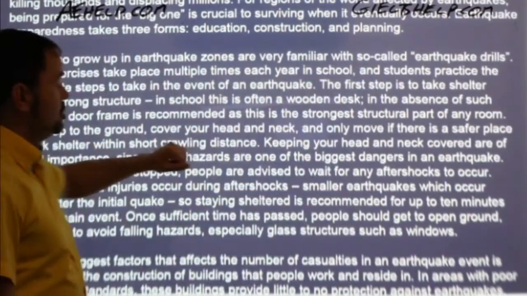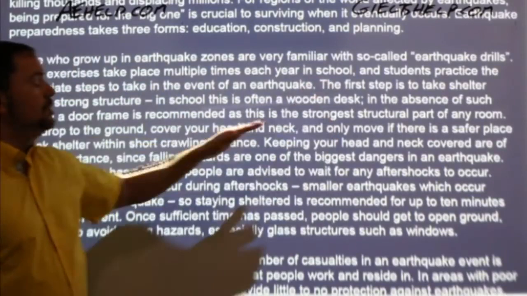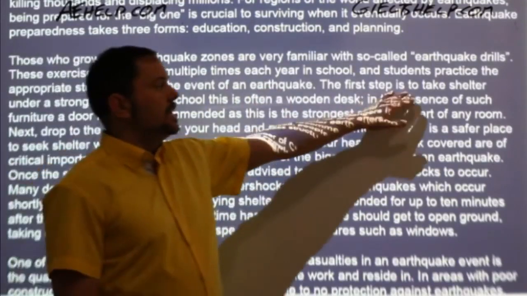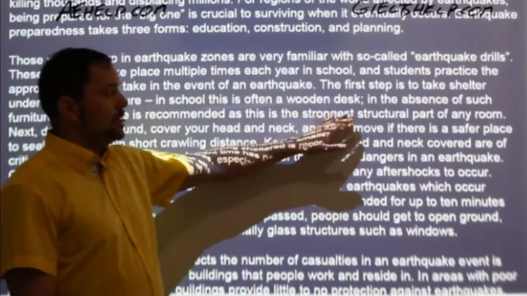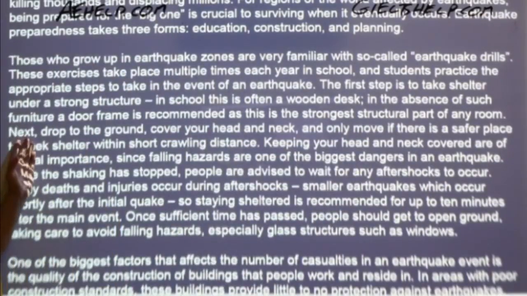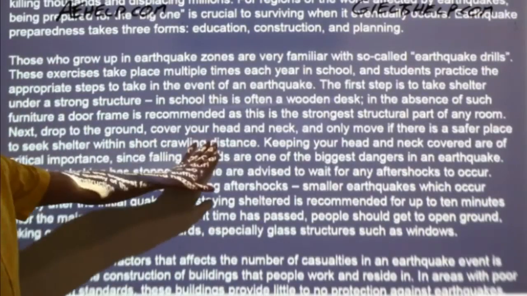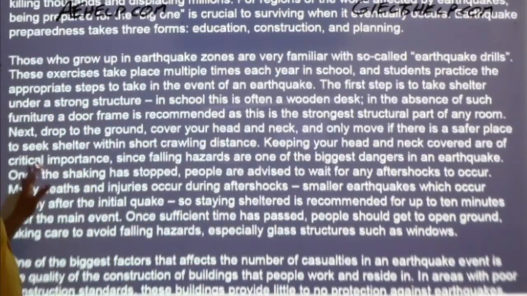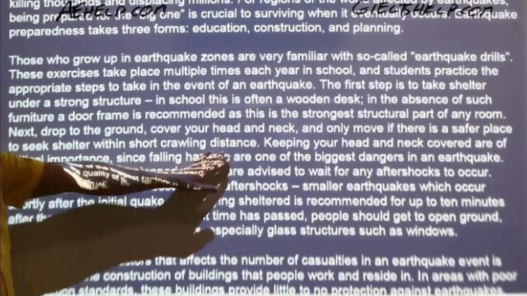Read with me. Those who grow up in earthquake zones are very familiar with so-called earthquake drills. These exercises take place multiple times each year in school, and students practice the appropriate steps to take in the event of an earthquake. The first step is to take shelter under a strong structure. In schools, this is often a wooden desk. In the absence of such furniture, a door frame is recommended, as this is the strongest structural part of any room. Next, drop to the ground, cover your head and neck, and only move if there is a safer place to seek shelter within short crawling distance.